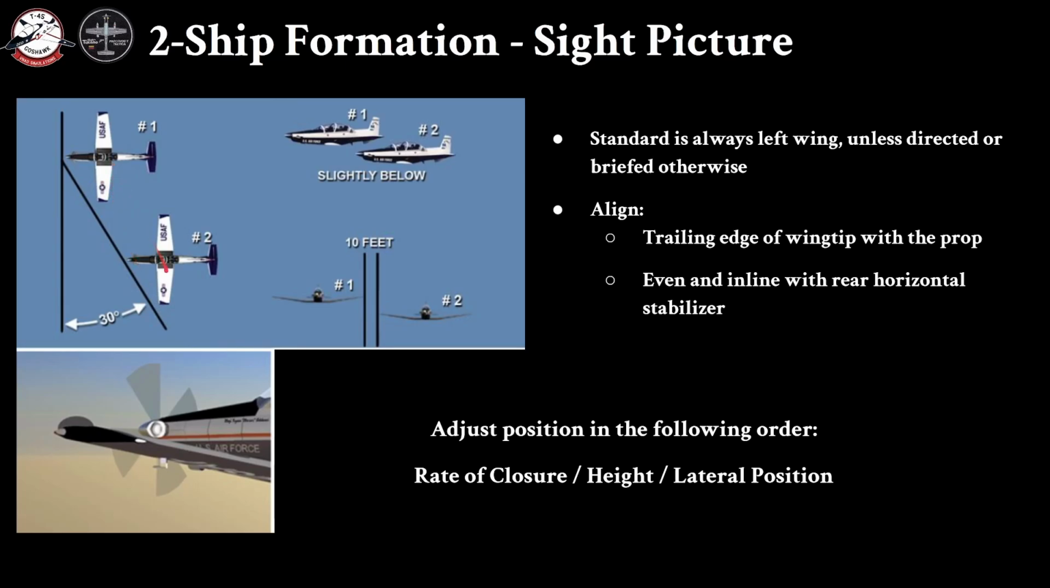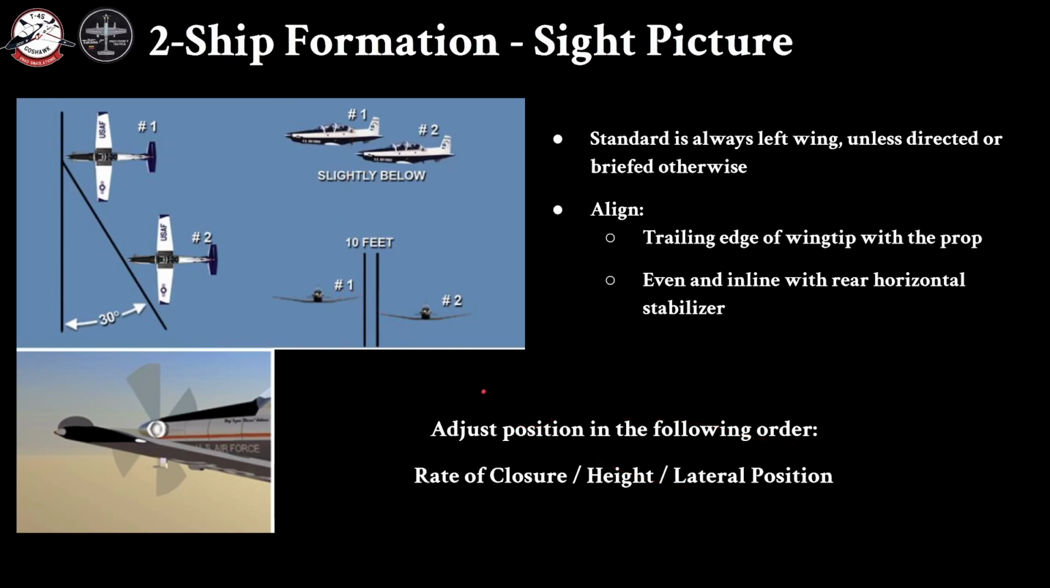Okay, it's going to look like 45, but it's not quite 45. Actually, a little bit more forward than that. Right, and if you maintain this sight picture, looking basically through the wing to the spinner, you're going to be slightly low, and that's what you want to be. You want to be just slightly low and slightly aft of lead. Okay.